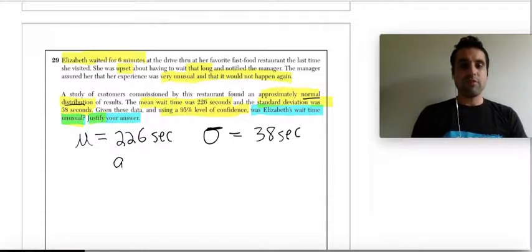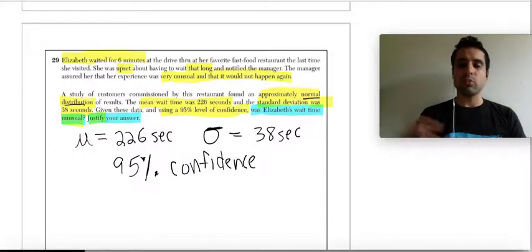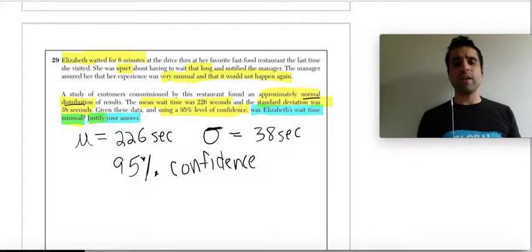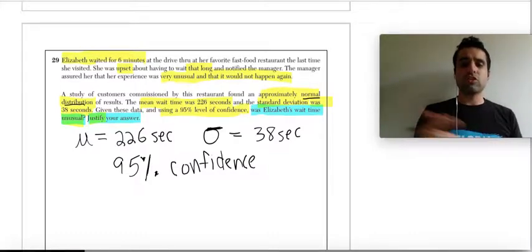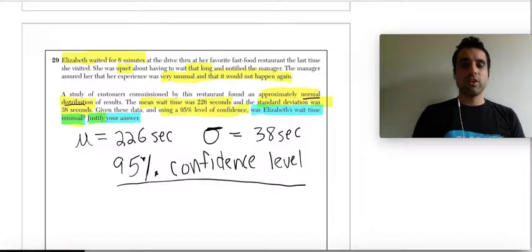The 95% confidence interval is the range of results that we would expect people to wait. Like, what's the normal wait time? 95% of the time you could expect to wait between such and such amount of time, right? So it's going to be the mean, 226, plus and minus 2 standard deviations, which is 38.